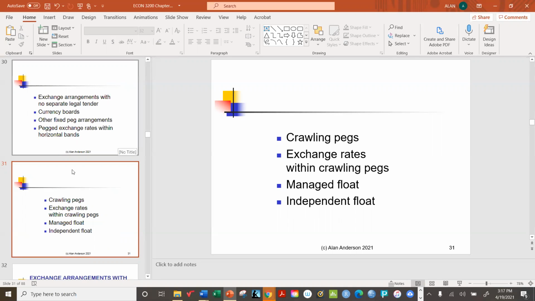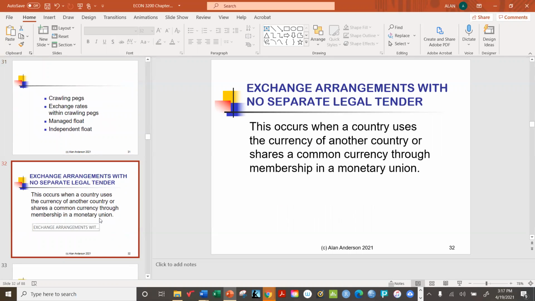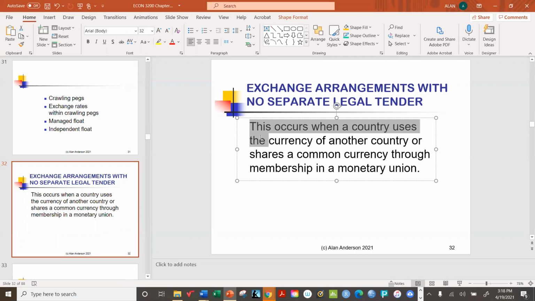Now, the first one that we really want to look at here is this first one called exchange arrangements with no separate legal tender. Now, this can happen in a couple of ways. You can have either a country using the currency of another country, or it shares a common currency through membership in a monetary union, the way that the members of the Eurozone use the euro as their common currency. But it's this first one that we want to look at more carefully right now. A country uses the currency of another country. How is this possible?